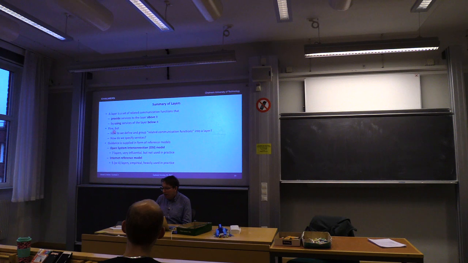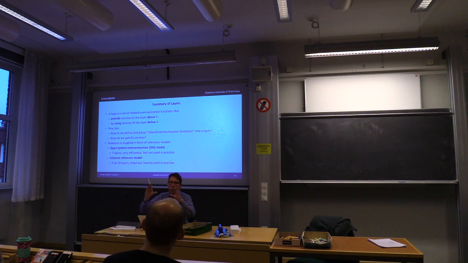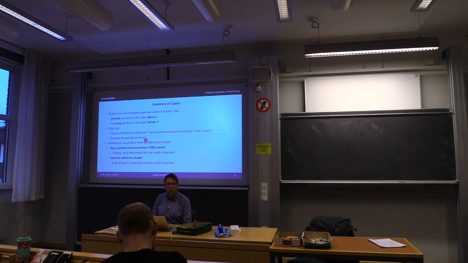So this is all fine, but how do we define and group related communication functions into layers? So basically, how do we define what the purpose, what is the function of that layer? Because we could do this in many different ways, and how do we specify these services? How do we define what the service does and does not? What are the attributes and qualities and performance of that? Okay, some guidance to this is supplied in form of reference models.